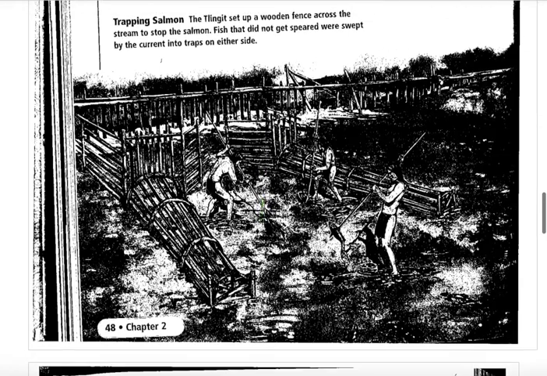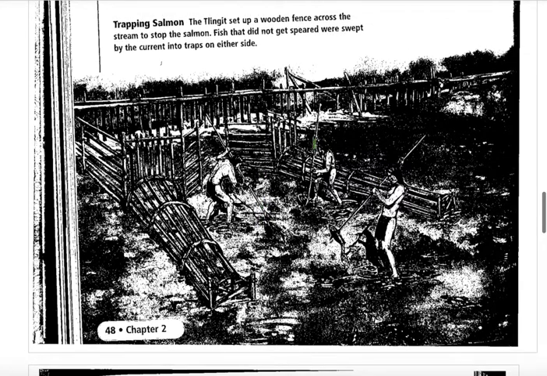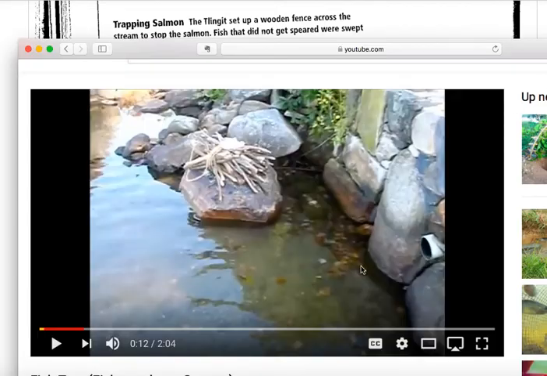So here's a picture here, I thought this was interesting, of people trapping salmon. So the Tlingit set up a wooden fence across the stream to stop the salmon, and fish did not get spawned or swept by the current into traps on either side. So I found a video of something similar to this, and to kind of explain this, I'm going to play it for you now. It's just a short video.